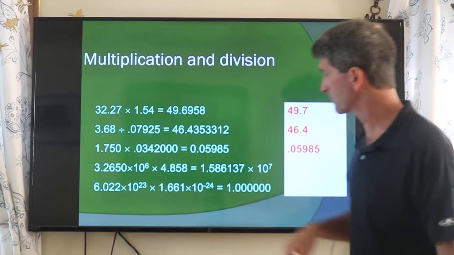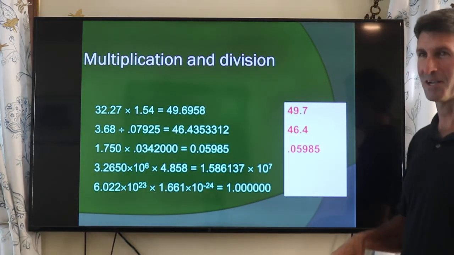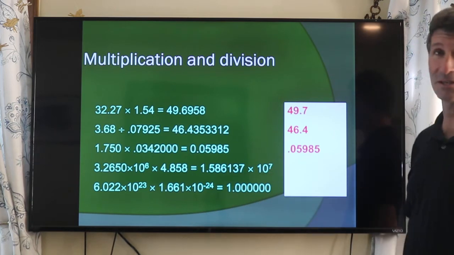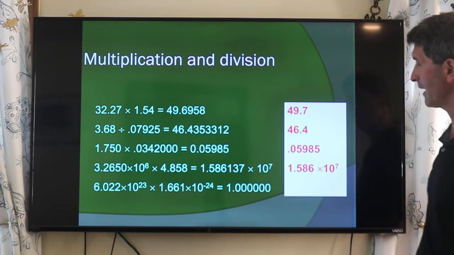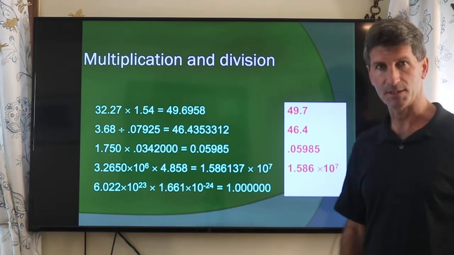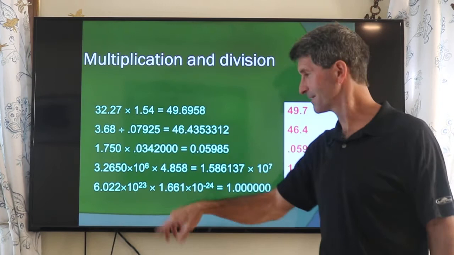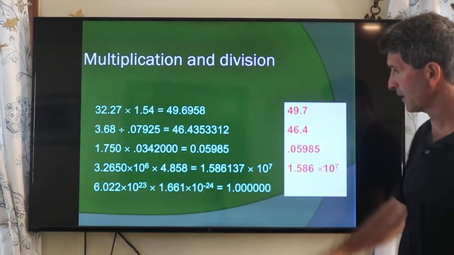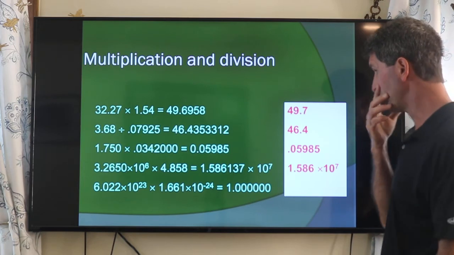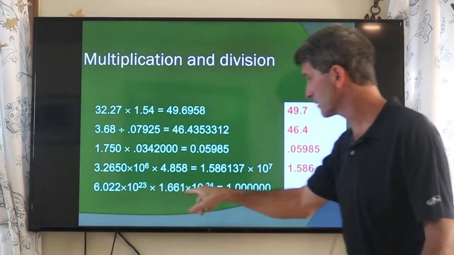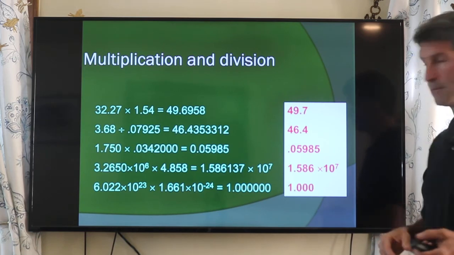5 significant figures, 4 significant figures. Getting tired of saying that word. Answer is going to be 4 significant figures. 1.586 times 10 to the 7. Avogadro's number times this figure right here, 1.661 times 10 to the 24. Good to 4, good to 4. My answer is going to be good to 4. There you go.